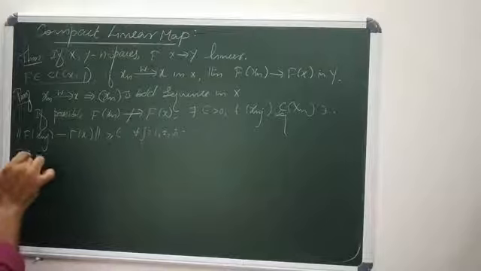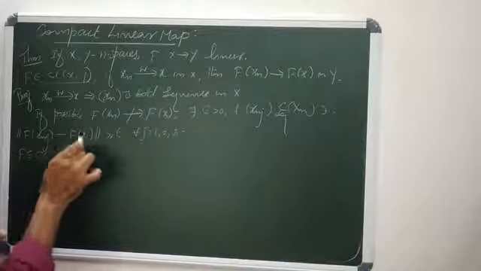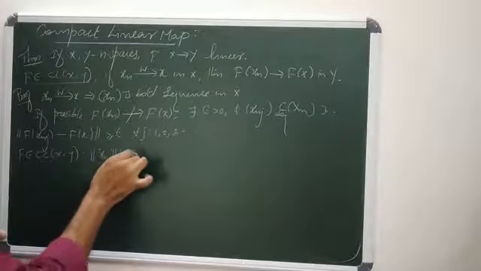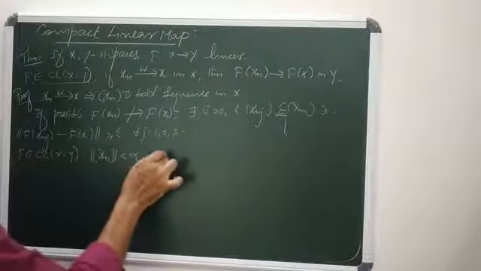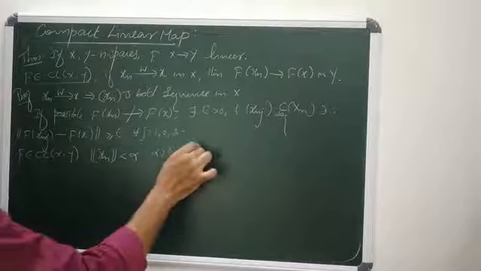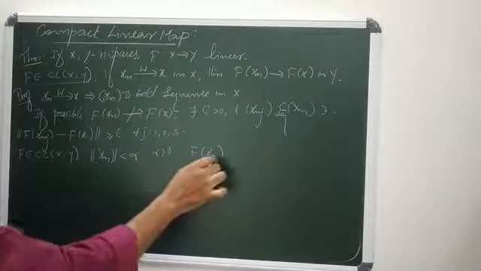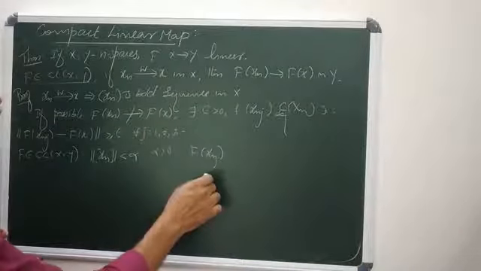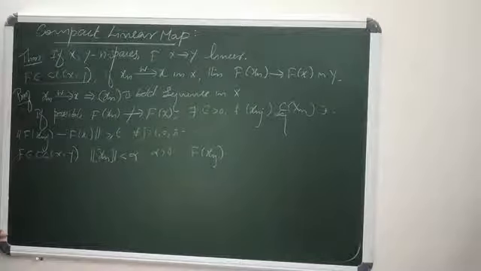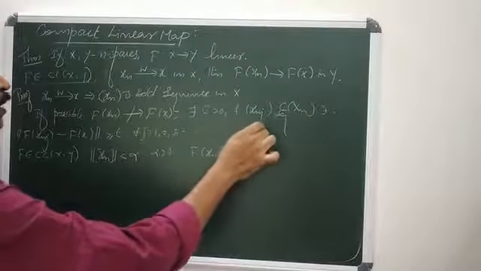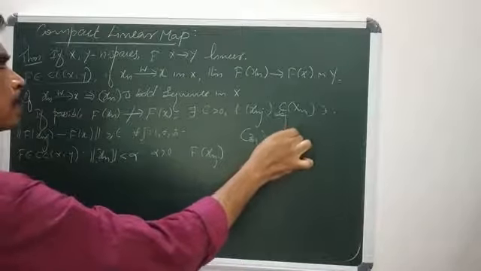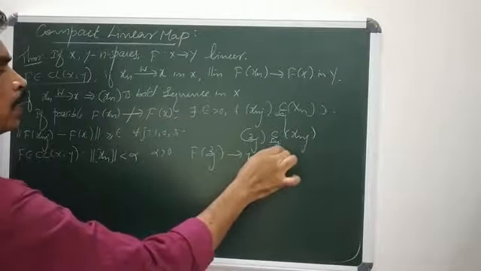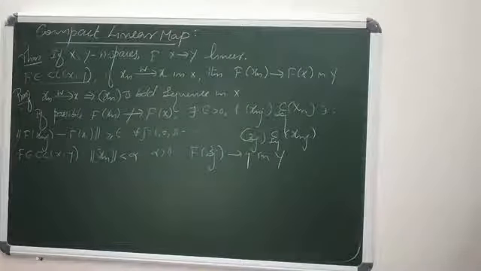f in CL(X,Y) means f is a compact linear map from X to Y. And what is xn? xn is a bounded sequence in X, so the norm of xn is less than alpha for some positive alpha. Then every subsequence f of xnj has a convergent subsequence in Y. So let zj be a subsequence of the sequence xnj. Then f of zj converges to some y in Y. Why? Because of the compactness of f.